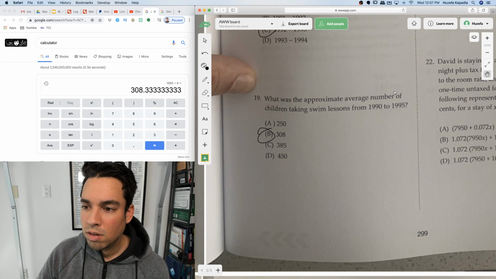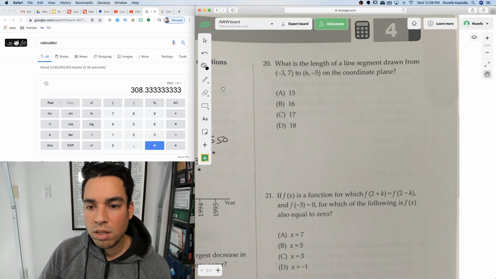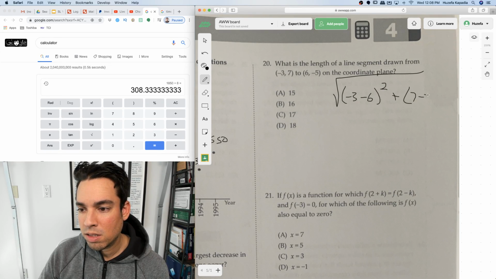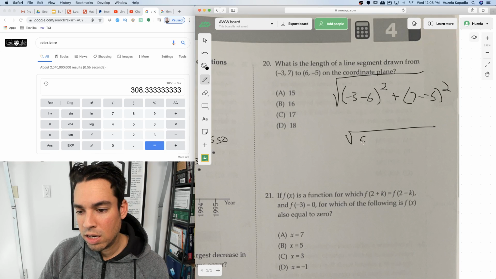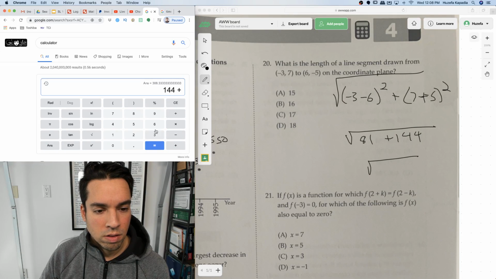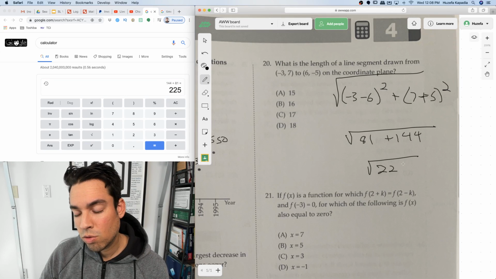Nice. Okay, number 20. What is the length of a line segment drawn from blank to blank on the coordinate plane? Okay, distance formula. So it's the difference of the x values, negative 3 minus 6, squared, plus the difference of the y values, 7 minus negative 5, squared. And this becomes negative 9 squared, which is 81, plus 12 squared, which is 144. Square root of 225, obviously, and the square root of that is 15.